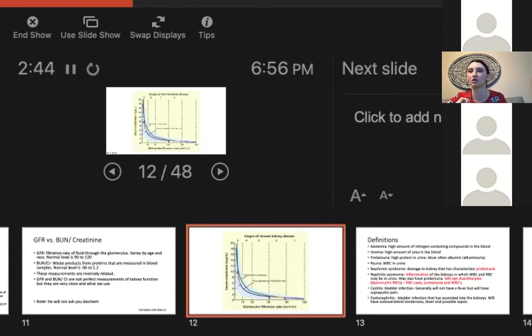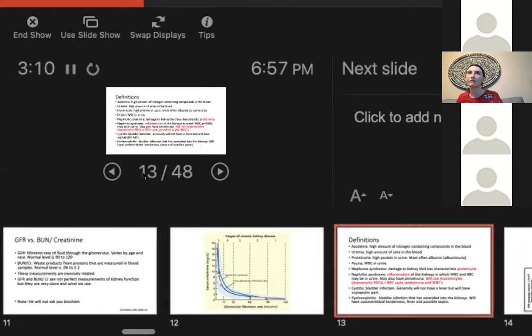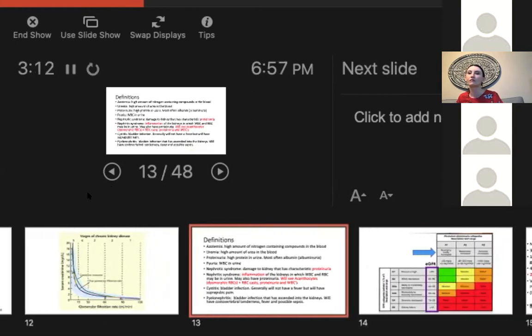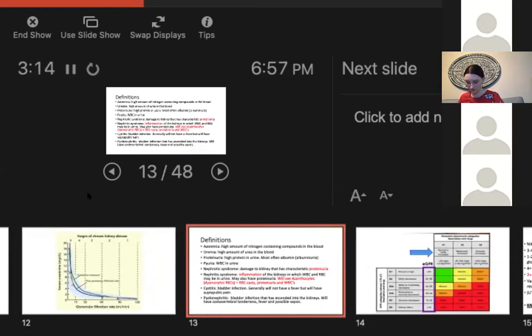Is it small? Guys, I do not know what's going on. How do I get?